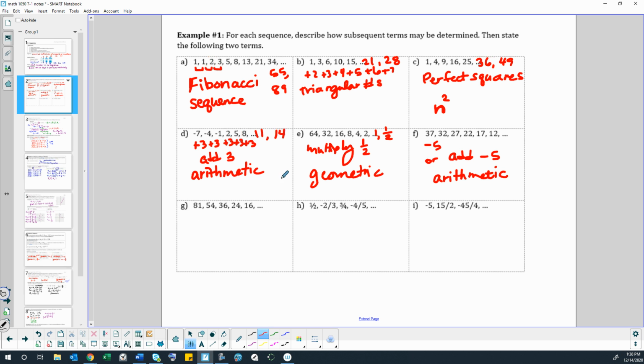All right, I wonder what's happening in G. Let's see, 81 to 54 to 36. Do we see something consistently happening?